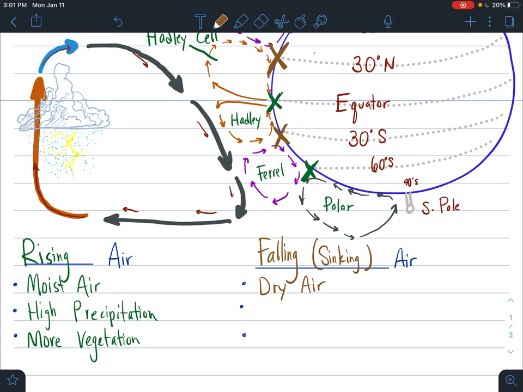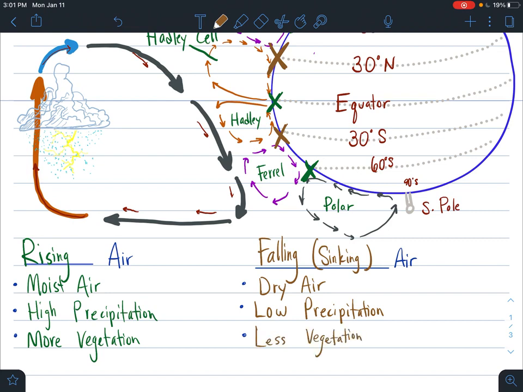Also, if the air is dry, we're not going to have very much precipitation. So we'll have low precipitation because we have a lot of dry air. And if there's low precipitation, there's not a lot of water. It means that we're not going to have as much plant life, so we're going to have less vegetation.